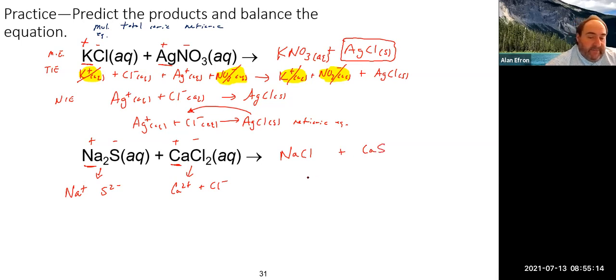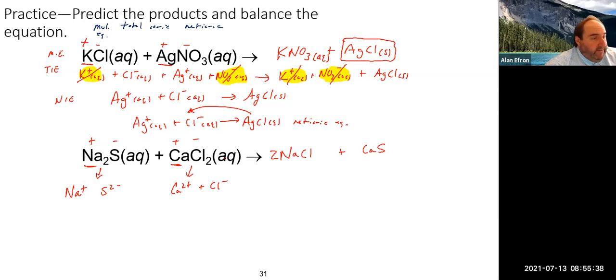particular case. So again, we're not going to worry about the balancing aspect of it. Once you have the formulas down, then you could worry about the balancing part. And in that case, we would put a 2 there, and that would actually balance it: 2 sodiums, 2 chlorides, 1 calcium, 1 sulfide on both sides. Any questions on that there?